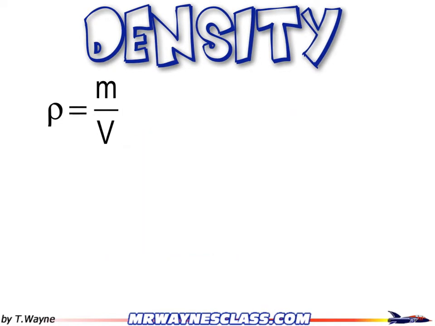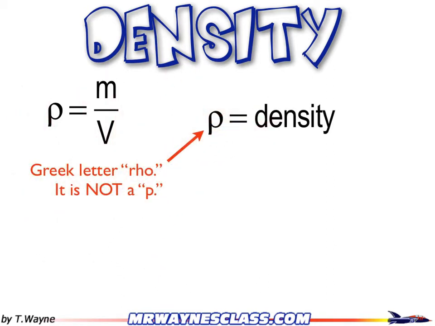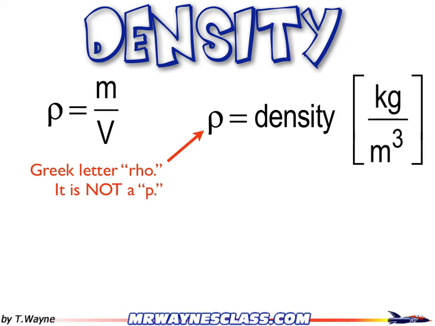Alright, so density is mass per unit volume. The letter we use to represent density is the Greek letter rho. It looks kind of like a lowercase p, except it's a little bit more elegant when it's drawn. It's not so straight up and down on the left-hand side. And that's the density. So rho is density in fluid dynamics, and it's measured in kilograms per meter cubed.